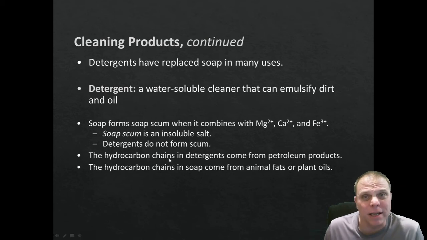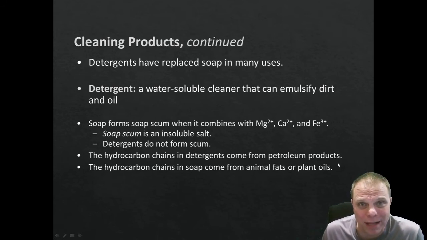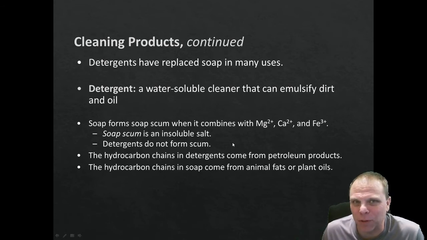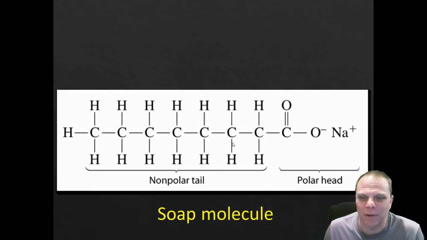Hydrocarbon chains are in detergents, and they come from petroleum products. Okay, so soaps are typically made from animal fats or plant fats, plant oils, but the detergents are made from petroleum products. So a little bit different in the way that they interact with nature as well.